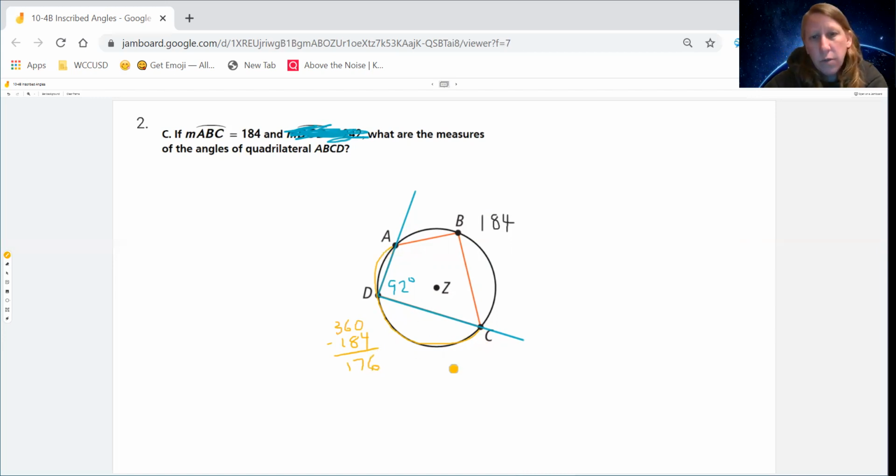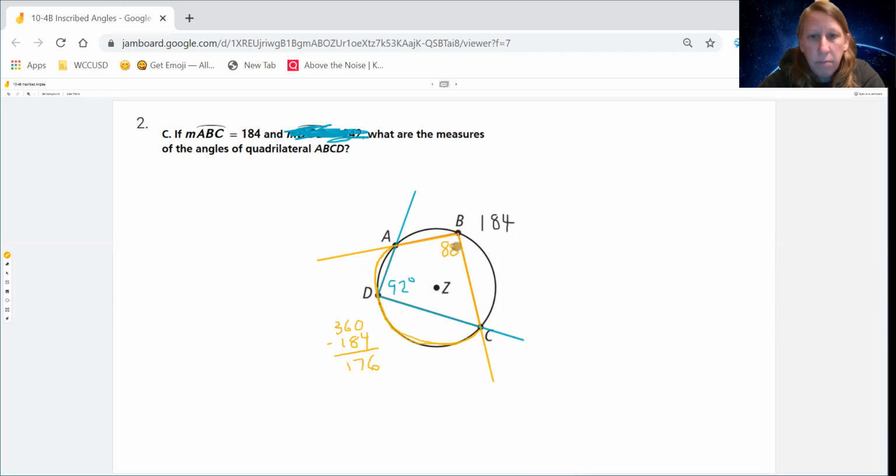Okay, so this part's 176, this part's 184. And if I want now, because now I have this arc, I can find this angle, because the angle B is crossing through the arc there. So if I want this angle, I'm going to take half of 176. Half of 176 is 88.